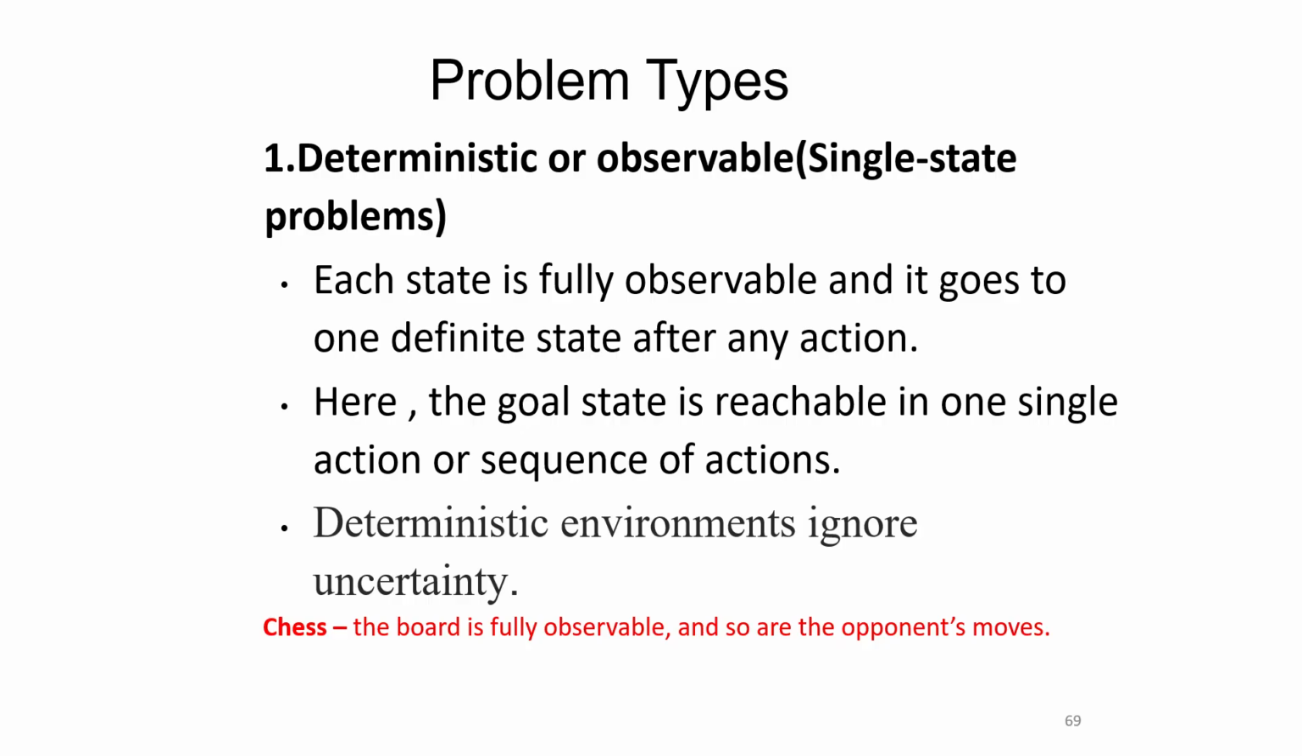For this deterministic and observable state, we have a good example in the chessboard. The board is fully observable, so every row and column is observable, and we apply the correct rule pattern. We check the rules for each and every row and column, and finally we get the good outcome. So this is called a deterministic and observable single state.